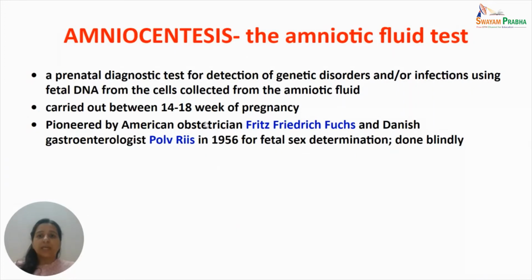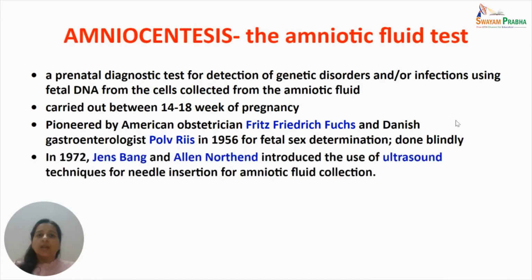The process was pioneered by American obstetrician Frederick Fish and Danish gastroenterologist Paul Rees in 1956 when it was done for fetal sex determination. However, the first amniocentesis process was done blindly, which means that here the ultrasound techniques were not used. It was in 1972 that James Bang and Ellen Northland introduced the use of ultrasound techniques. So ultrasound is done simultaneously when the needle is inserted into the amniotic fluid for its collection. It does not allow any kind of harm to the fetus which is growing inside.